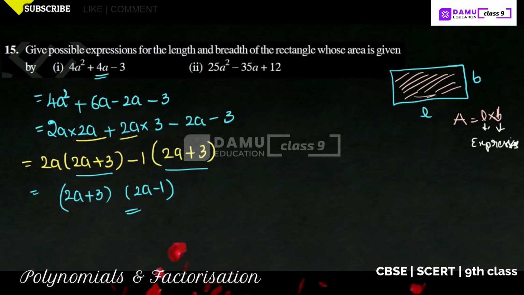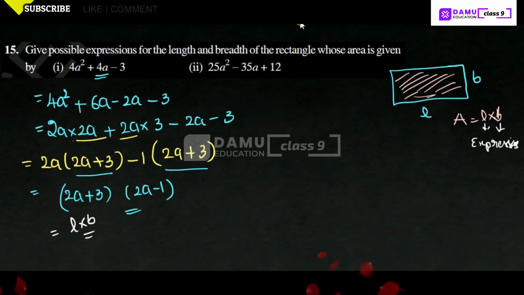So you can take this as length into breadth. You can take length as 2a plus 3 and breadth as 2a minus 1. Why? Because plus 3 is greater than minus 1, so the length is greater. You can take it like that.